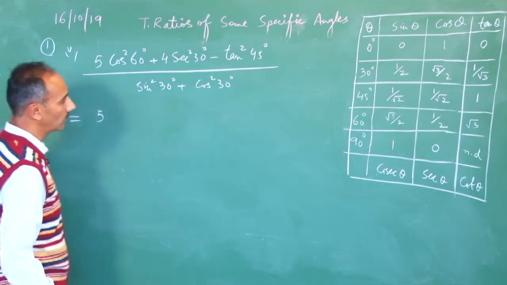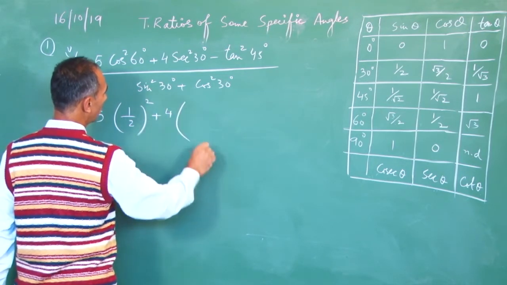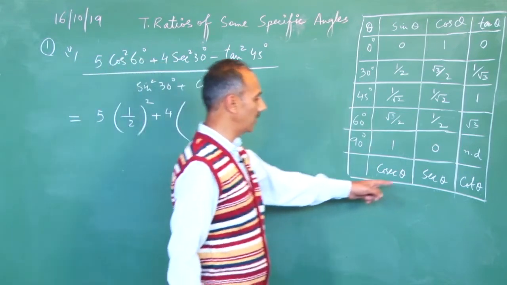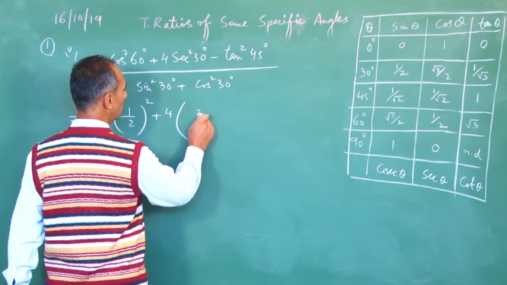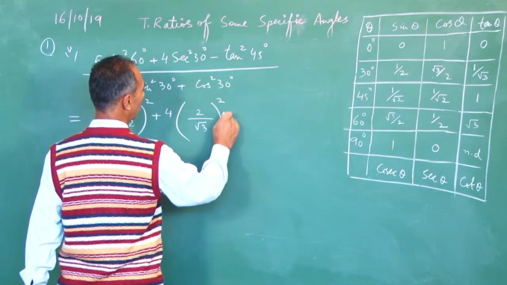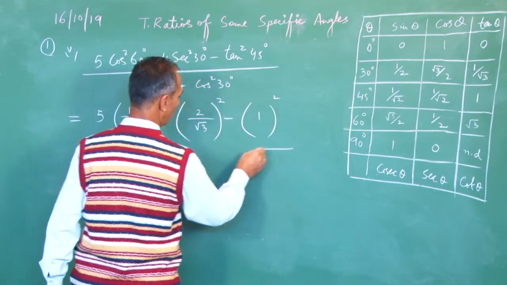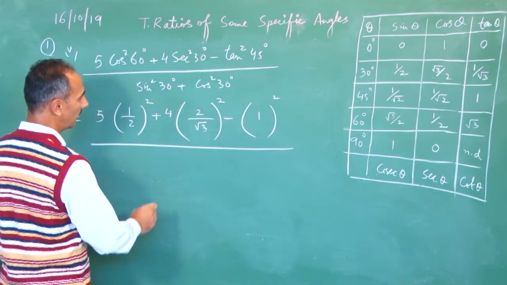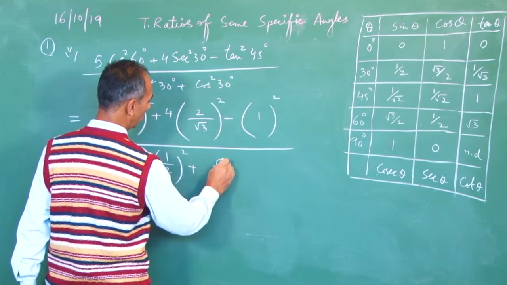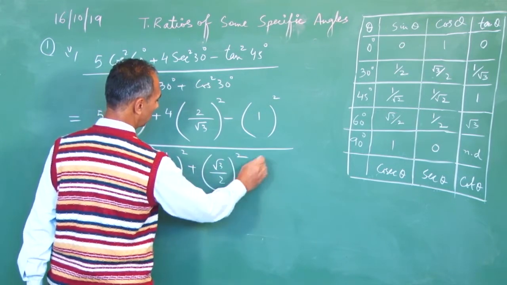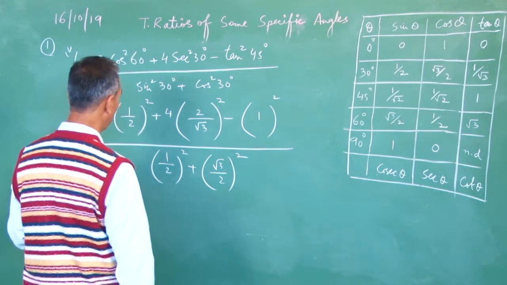Now 5, what's the value of cos of 60? It's 1 upon 2, square it, plus 4 secant square 30. Secant, I have to go to cos. What's cos 30? Root 3 by 2. So secant will be its reciprocal, 2 upon square root 3, square of that, minus tan 45, it's 1, so 1 square of that, whole upon sin square 30. Sin 30 is 1 by 2, square of that, plus cos 30 is square root 3 upon 2 and square of that. So you have put the values of these specific angles 30, 45 and 60.